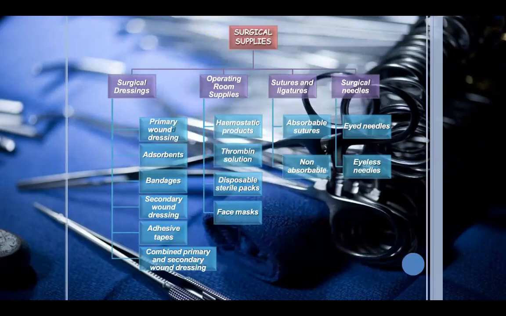Now, surgical supplies have four classes: surgical dressing, operating room supplies, sutures and ligatures, and surgical needles. First is surgical dressing. It contains primary wound dressing, then absorbents, bandages, secondary wound dressing, adhesive tapes, combined primary and secondary wound dressings. Similarly, operating room supplies include hemostatic products, thrombin solutions, disposable sterile packs, face masks. Then sutures and ligatures contain absorbable sutures and non-absorbables. Then surgical needles: they have eyed needles and eyeless needles.